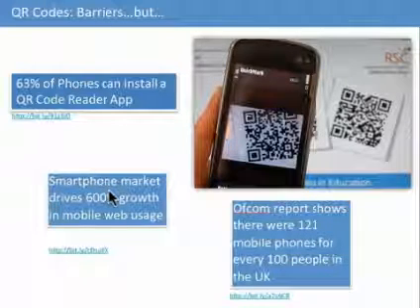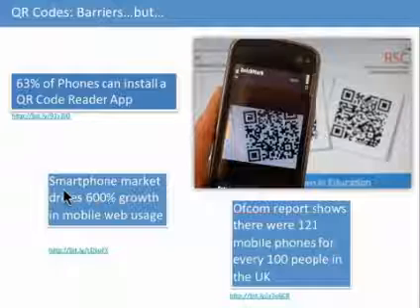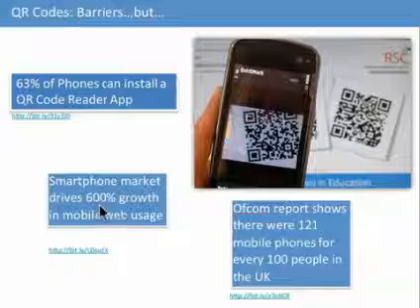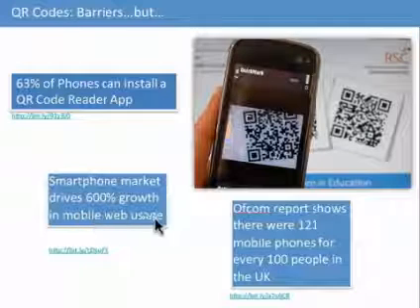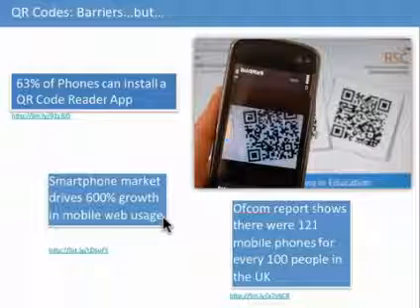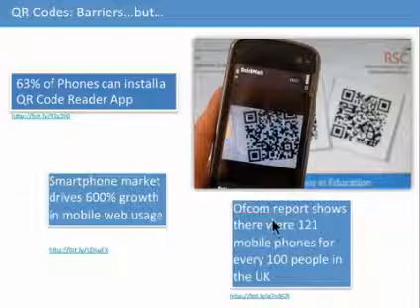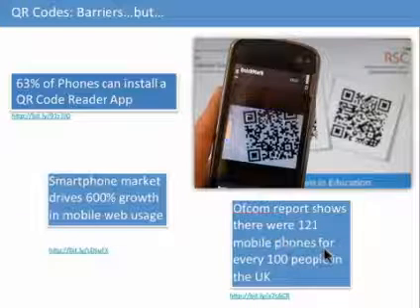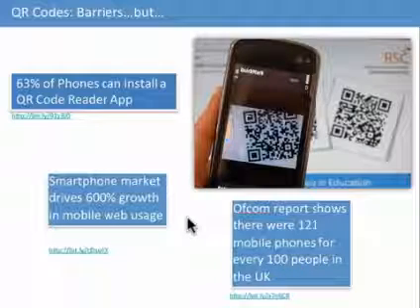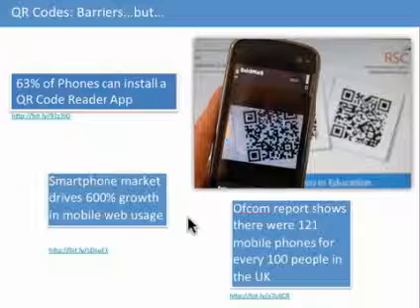The smartphone market is increasing rapidly, and I've got some stats here. Smartphone market drives 600% growth in mobile web usage. So the prices of smartphones are plummeting, and the facilities that they've got are growing day by day. Another stat here, Ofcom reports show there were 121 mobile phones for every 100 people in the UK. So a lot of people out there have mobile phones that will read QR codes.